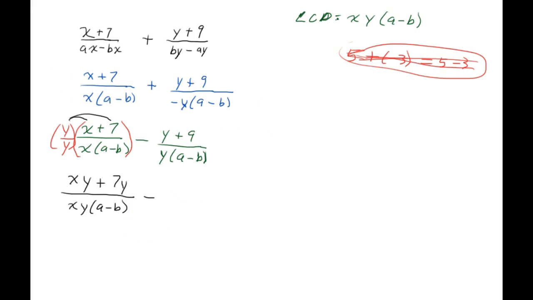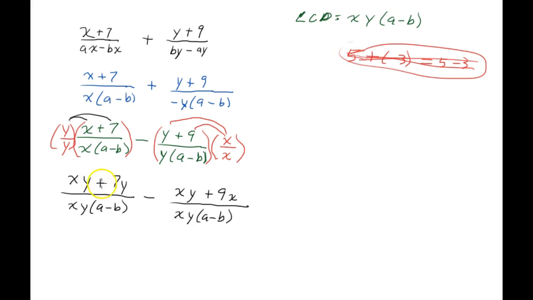minus, and this rational expression, I need to multiply the numerator and denominator by x, and I am going to distribute that through, and so now I have xy plus 9x in the numerator. Our denominator is x times y times a minus b. Okay, now we're in pretty good shape. We've got a least common denominator.